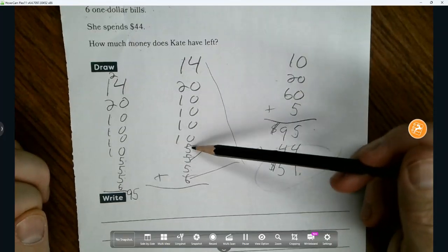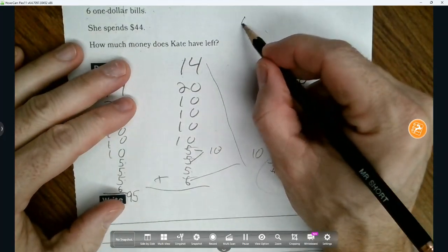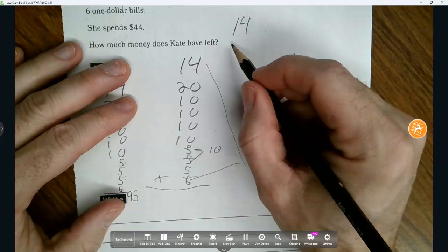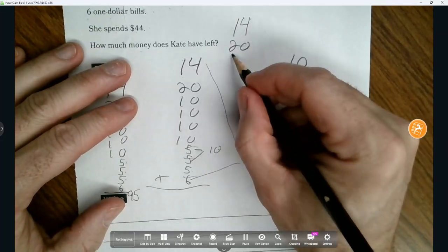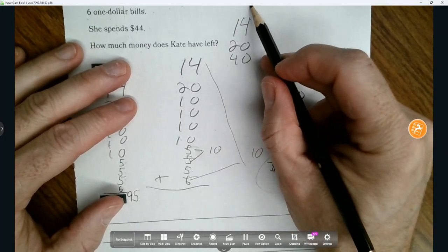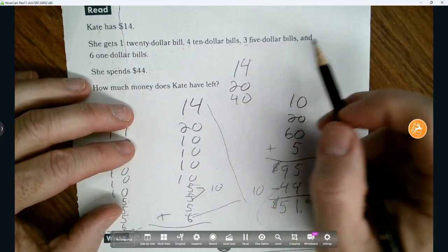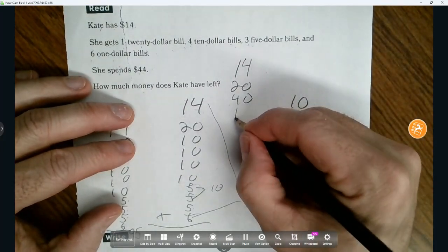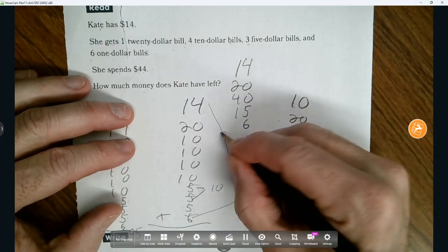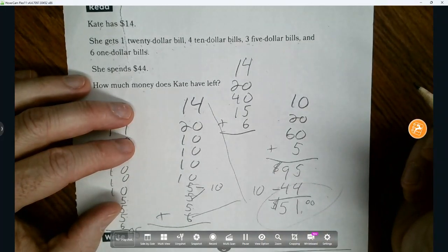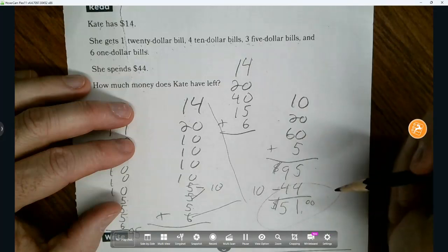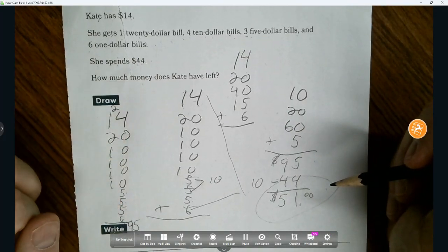Even if you wanted to reduce stuff, you could have said we have the $14, we have the $20, we have 4 $10 bills, so that's 40. We have 3 $5 bills, so 5 times 3 or 5 three times is 15, and then put the 6 there. You could have done it that way, right? A little shorter, a little quicker. But find which way works best for you. All right? That's the most important thing. Which way works best for you?